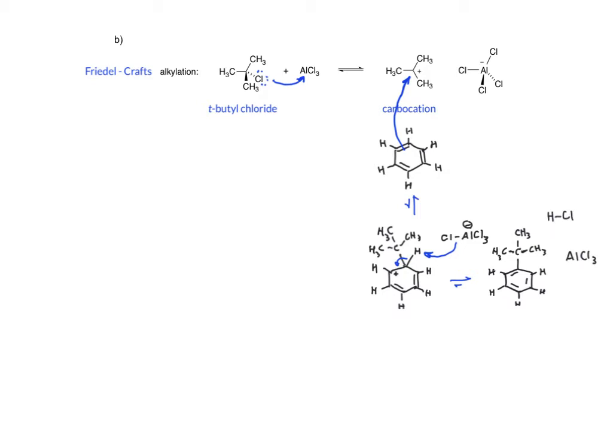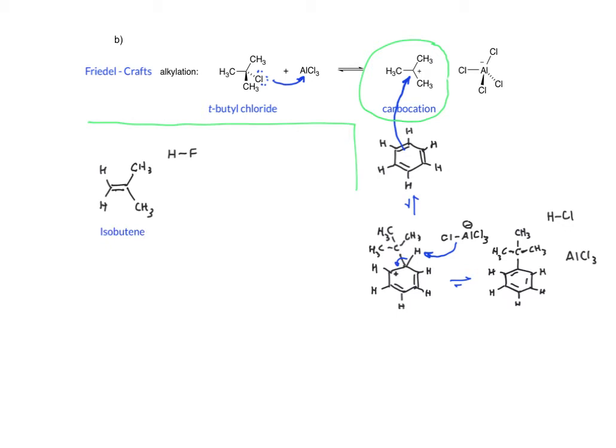The principal support for the carbocation mechanism comes from the fact that you can get the same products by using other methods to generate the tertiary carbocation, such as protonation of isobutene with an acid that has a non-nucleophilic counteranion, such as hydrogen fluoride. In this case, the trick is to use a minimum amount of hydrogen fluoride as a catalyst so that the concentration of fluoride anion is low.